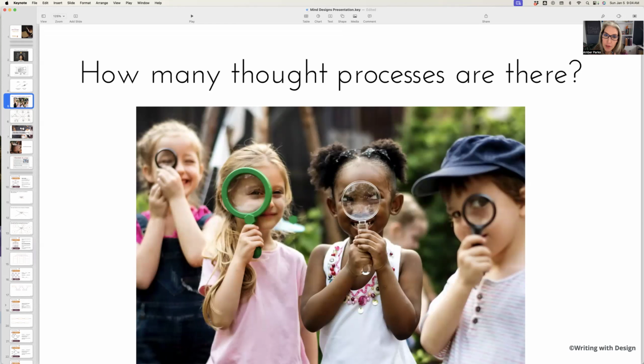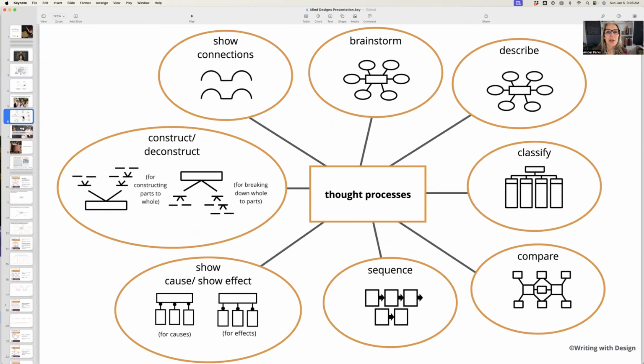So I'd like to ask you, how many thought processes are there? How many ways can our brain think? And the answer is 9. We can brainstorm, we can describe, we can classify or sort and organize, we can compare, we can sequence, show cause, we can show effect, we can construct, we can deconstruct, and then lastly, we can show connections.